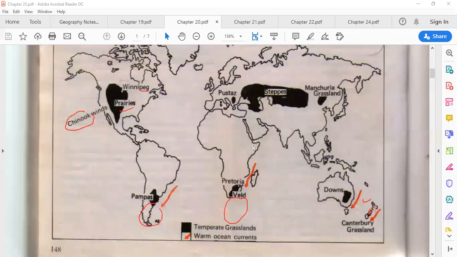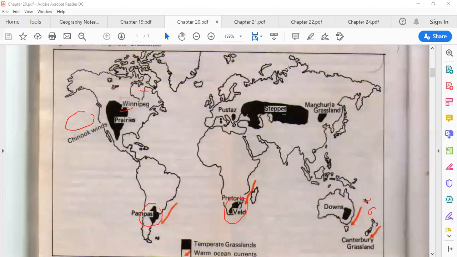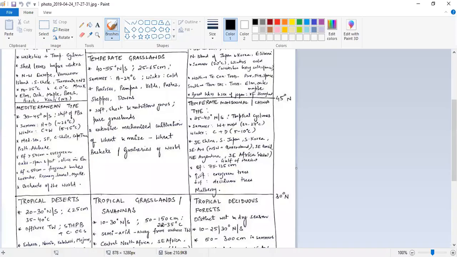Let's talk more about the properties. Again, 40 to 55 degrees north, and roughly it can even extend from 30 to 55, 60 degrees north. Rainfall is 25 to 65 centimeters, not too much rainfall. Summer is 18 to 24 degrees Celsius. Winter is cold. Prairies, pampas, velds, pustas, steppes, downs. We have seen this. Short and nutritious grass, pure grasslands, extensive mechanized farming.